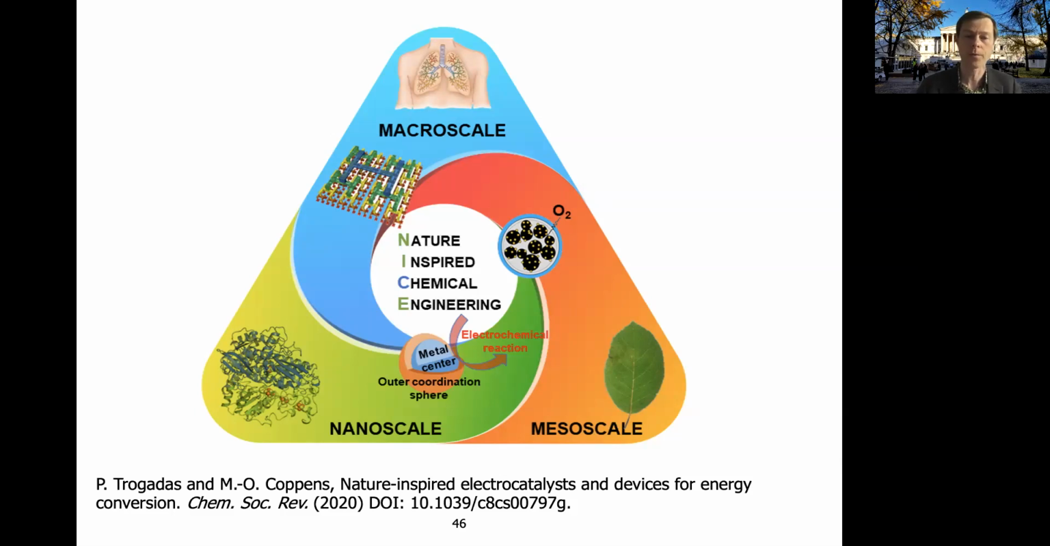I didn't talk so much about the nanoscale, but there's a lot to be learned from the structure of enzymes, and how they can very selectively convert certain desired chemicals, also in electrocatalysis. There are so-called metalloenzymes we can learn from. So all these scales matter. And this is a paper we just wrote with my postdoc Panos Trogalas, which discusses this in more detail.